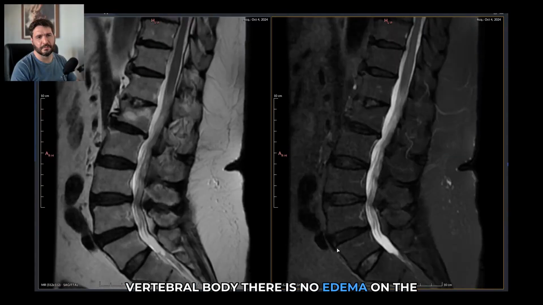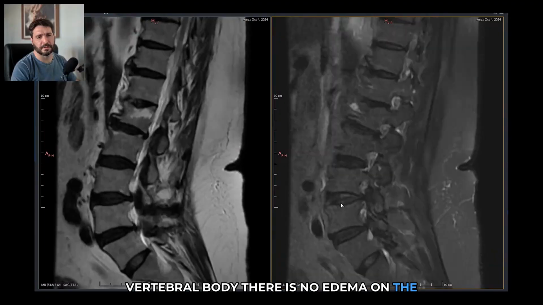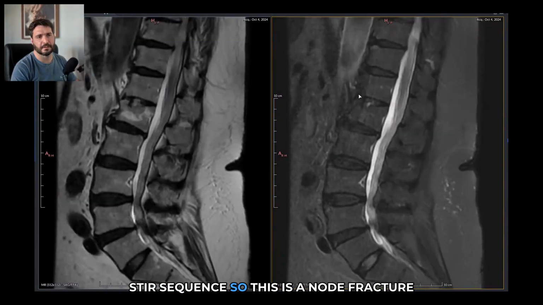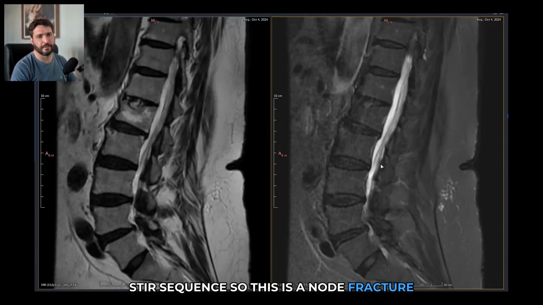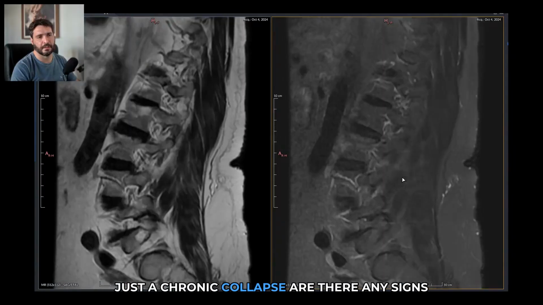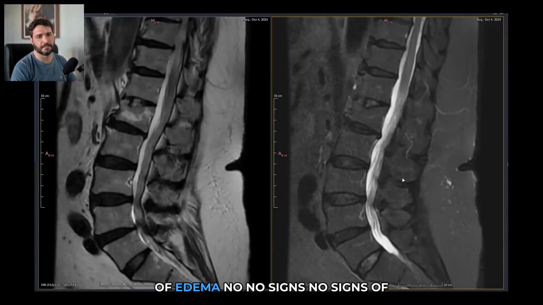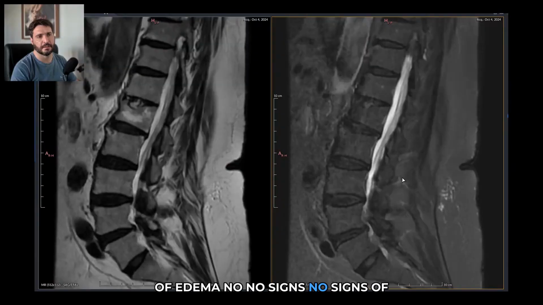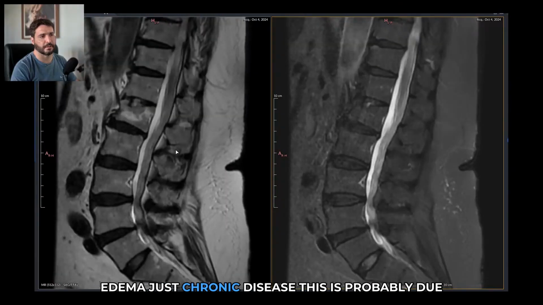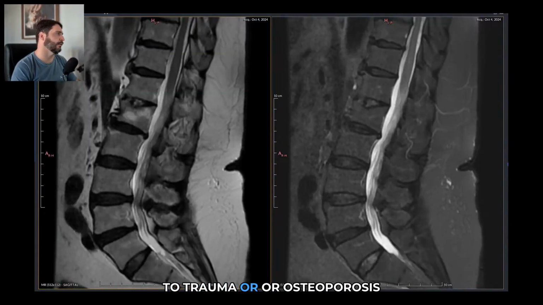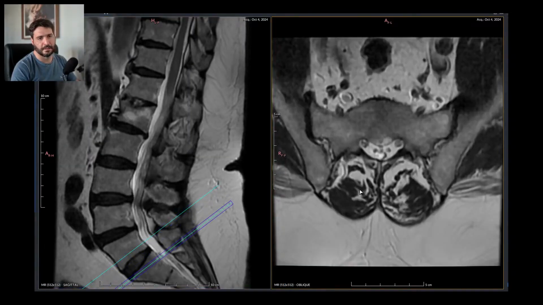There is no edema on the STIR sequence. So this is an old fracture. It has healed already. So this is just a chronic collapse. Are there any signs of edema? No signs. No signs of edema, just chronic disease. This is probably due to trauma or osteoporosis.